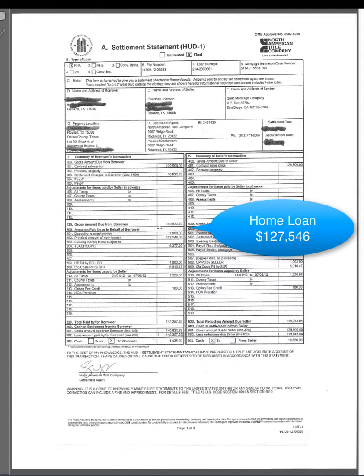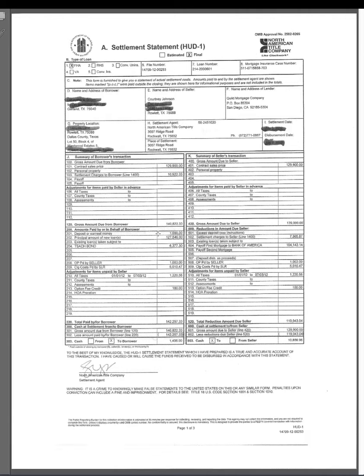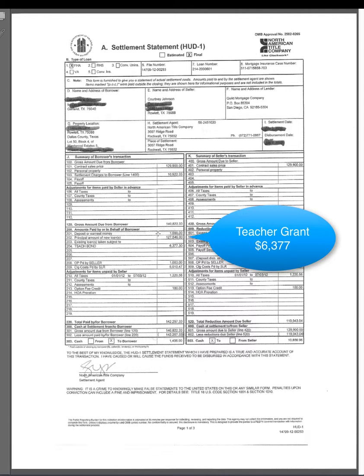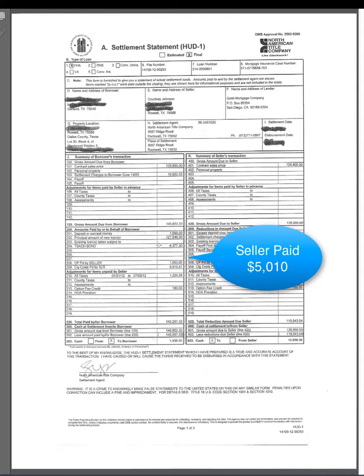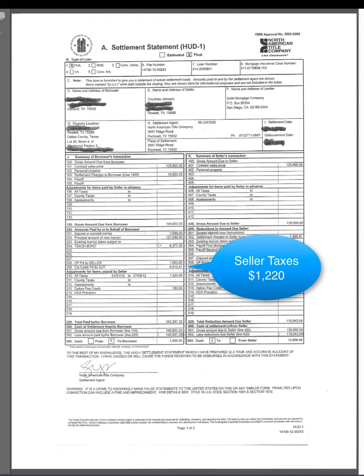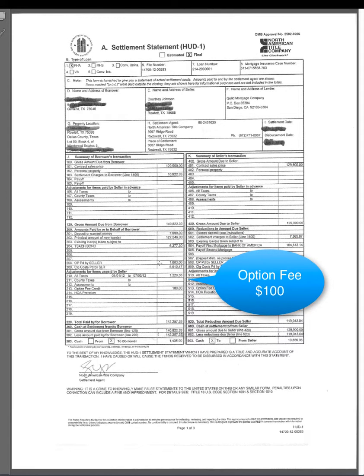The $127,546 for the mortgage has come in to finance her. She applied for and received a teacher's grant, so she got $6,377. Then the title policy was paid for by the seller on behalf of the buyer. That was $1,003, plus the seller agreed to pay for $5,010 of closing costs. The taxes for the time the seller lived in the house during the year amounted to $1,220, so those are credited to the buyer for the taxes that fall due at the end of the year. And the $100 in option fee that the buyer paid comes back to her as $100.